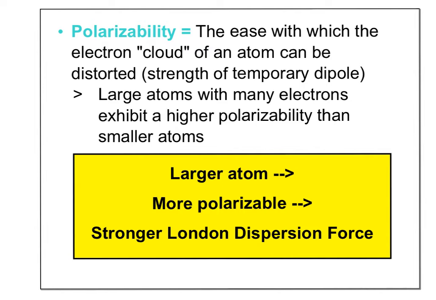Here's what we need to know. If I have a larger atom, and when I say larger, I'm not talking about mass, I'm talking about the number of electrons. So if I have an atom or molecule with more electrons, that means it's more polarizable, meaning we're more often likely to have all the electrons kind of move to one side, which means we have stronger London dispersion forces.